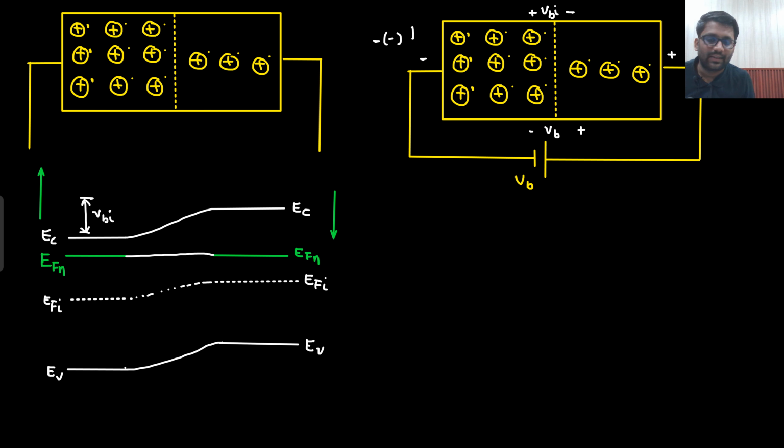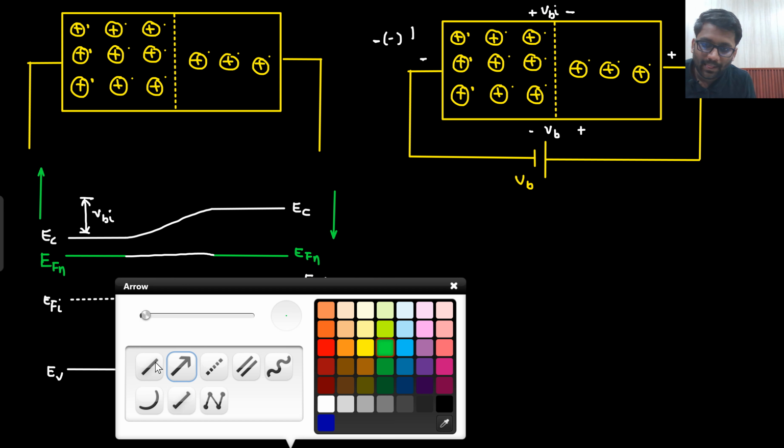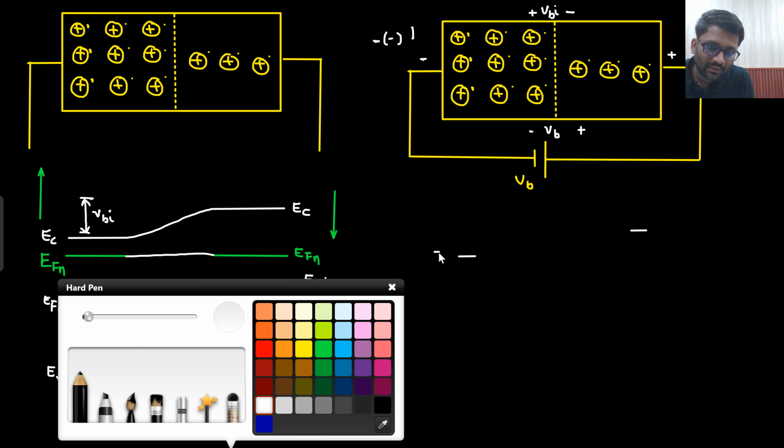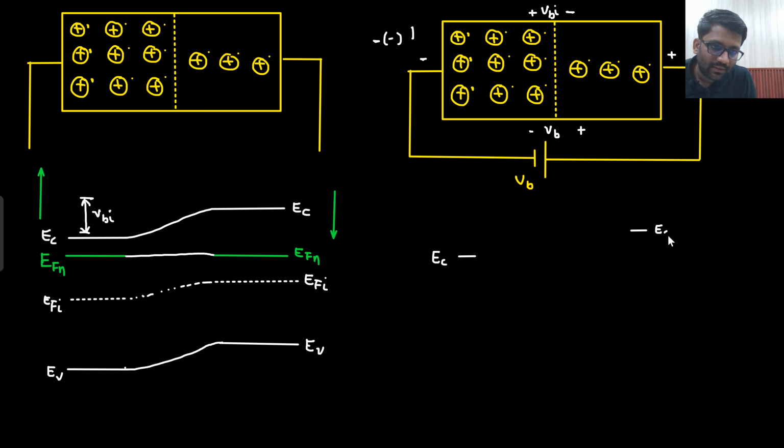So what does that mean? The gap between this EC and the gap between this EC. So previously if the gap was VBI, now the gap has reduced to VBI minus VB. Are you able to understand this point? The gap has been reduced now. This gap has become VBI minus VB, right?